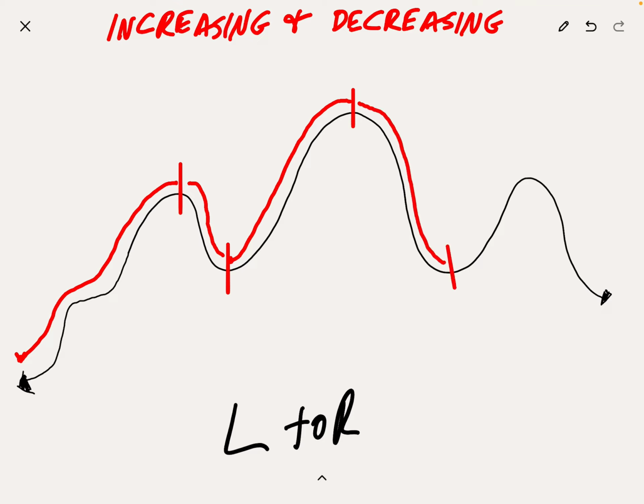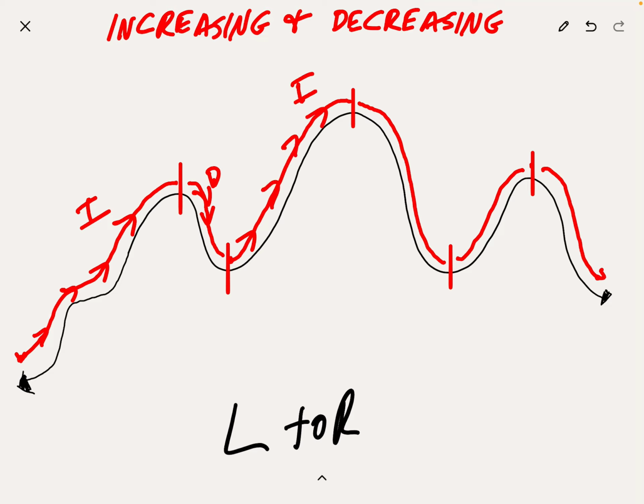That's a turning point. Let me do that. Turning point, vertical. All right, and from here up to about here, we're increasing on that interval, and then going down here, we're decreasing. So this, we are increasing. From here, once we pass the turning point, we're decreasing. From here, we're increasing. Once we pass the turning point, we are decreasing.